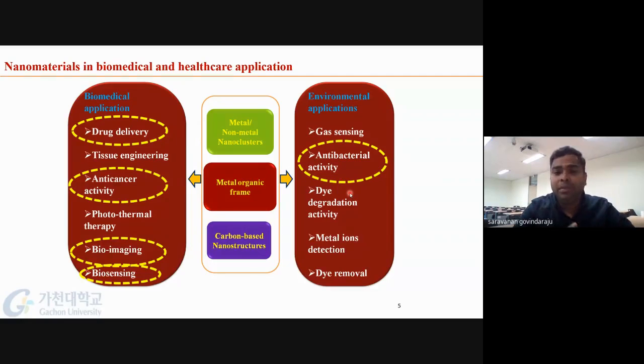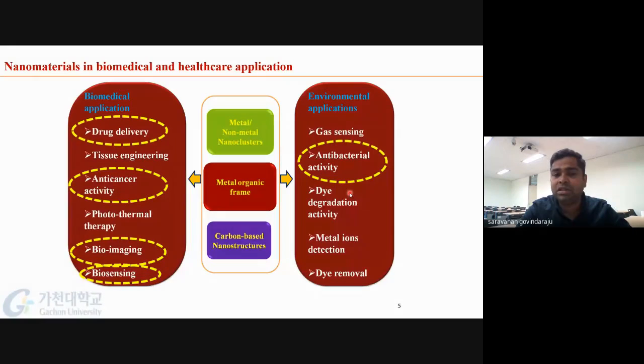So based on this, we functionalize a nanomaterial, like a gold-based nanomaterial. First we synthesize the gold nanoparticle and functionalize it with some glucosamine. That glucosamine we use for antibacterial activity. The antibacterial activity we did with a bio-AFM study, completely based on bio-AFM.